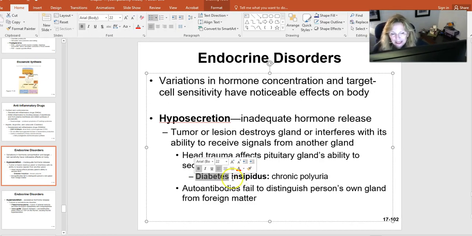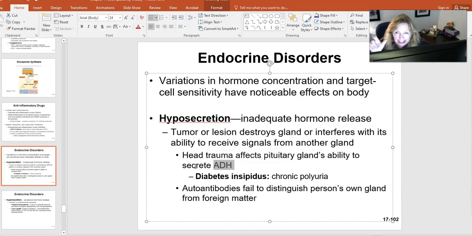But in diabetes insipidus, it actually has nothing to do with glucose. It has everything to do with ADH. ADH is that antidiuretic hormone that we say gets produced on a regular basis that helps to preserve water retention and keep us hydrated. For an adult, a normal urine output is about 1.5 to 2 liters of urine a day. That's a normal adult that's well hydrated, right?